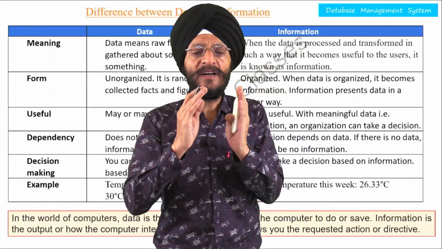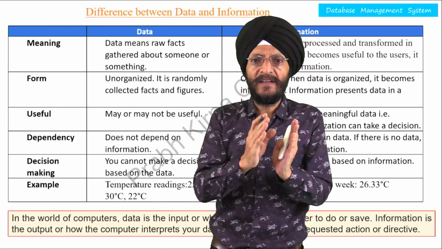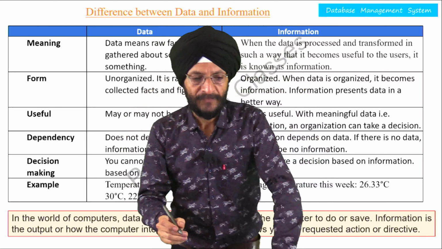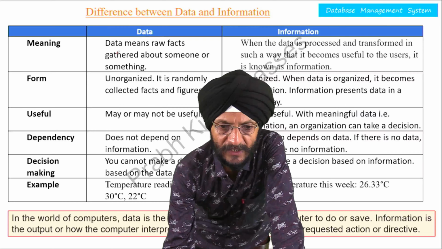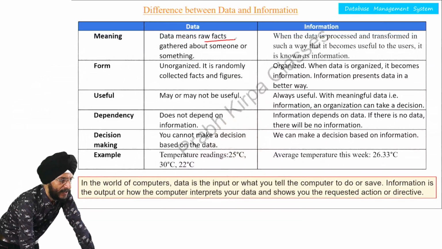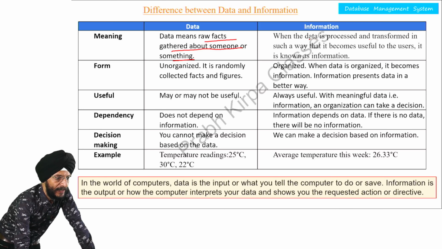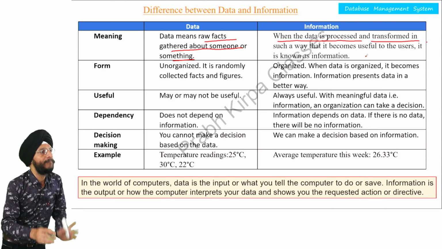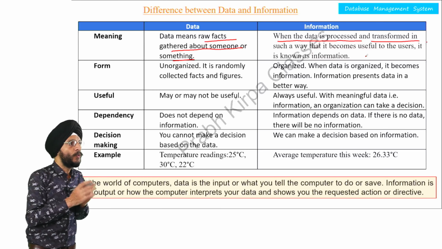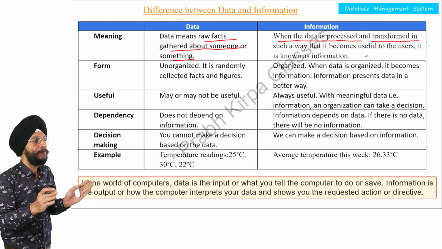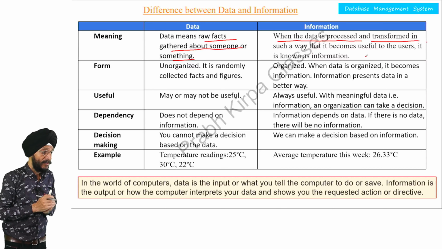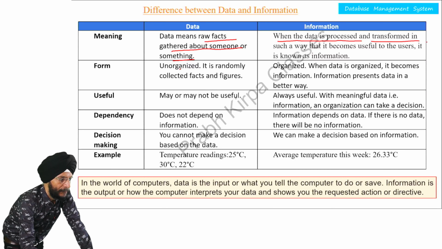Now we will understand the difference between data and information. First of all, what is the meaning of data? Data means raw facts gathered about someone or something. On the other hand, information, when the data is processed and transformed in such a way that it becomes useful to the users, it is called information. Now, what is the form of data?